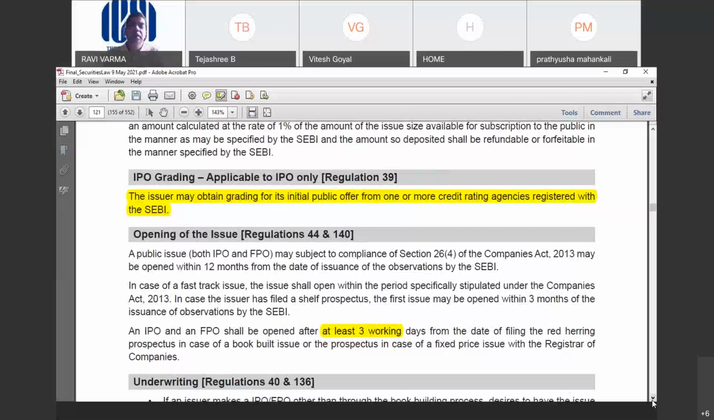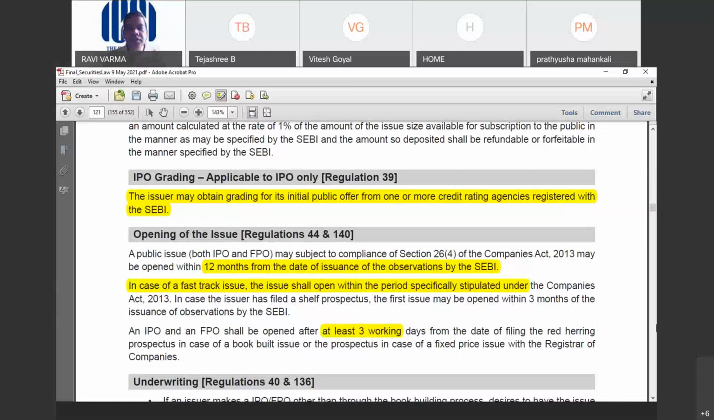Right? Sir, once SEBI gives the clearance, is there any time period to open the issue? Yes. Once SEBI gives the clearance, you have a time period to open the issue within 12 months. Means, for example, SEBI has gone through your document, cleared it and said, okay, now you can open your offer. So in that case, within 12 months, you can come with the offer.